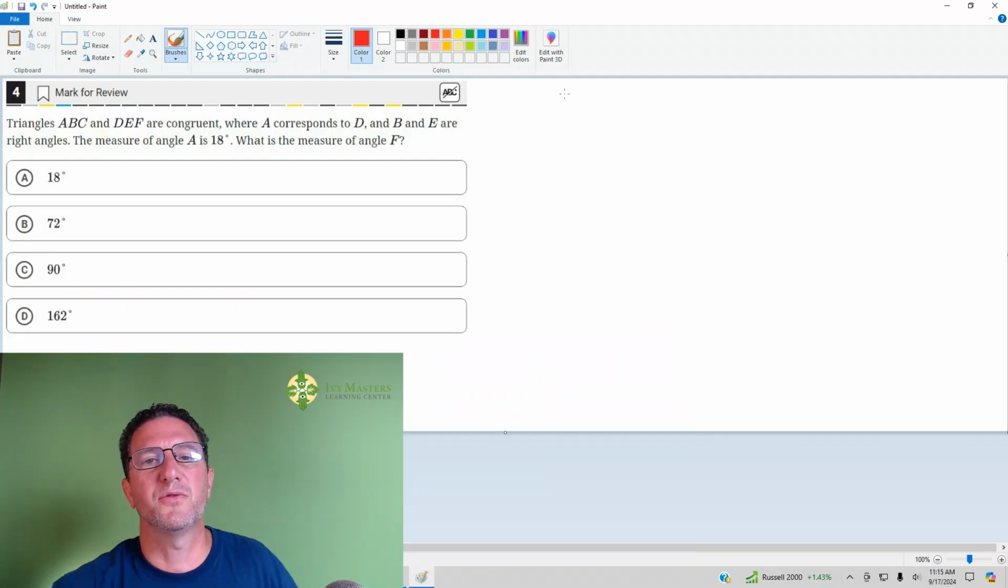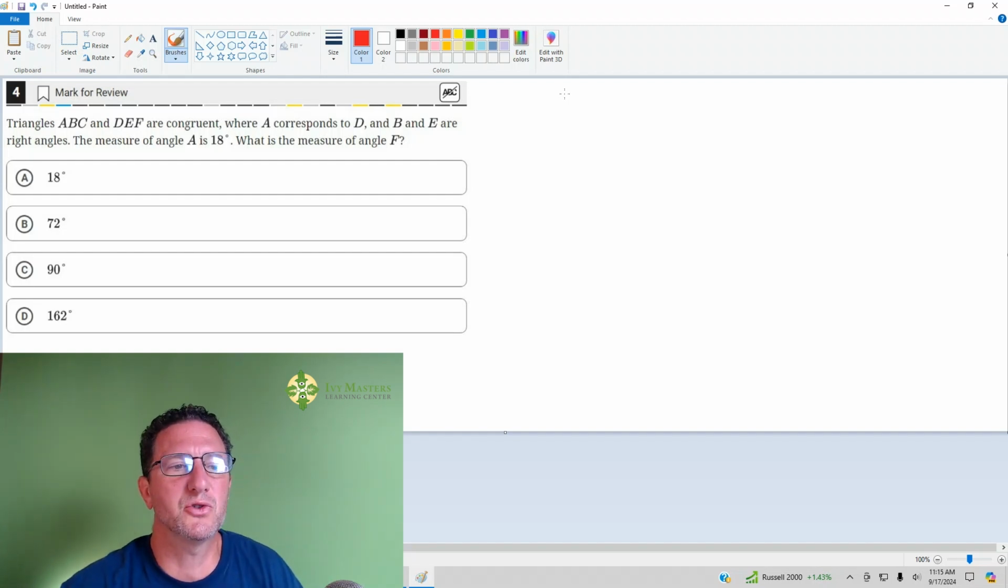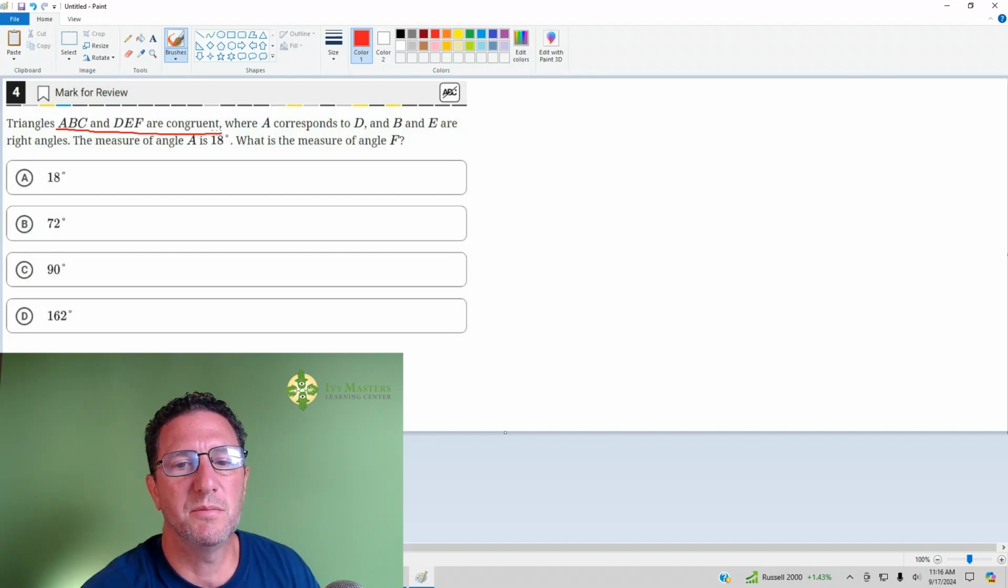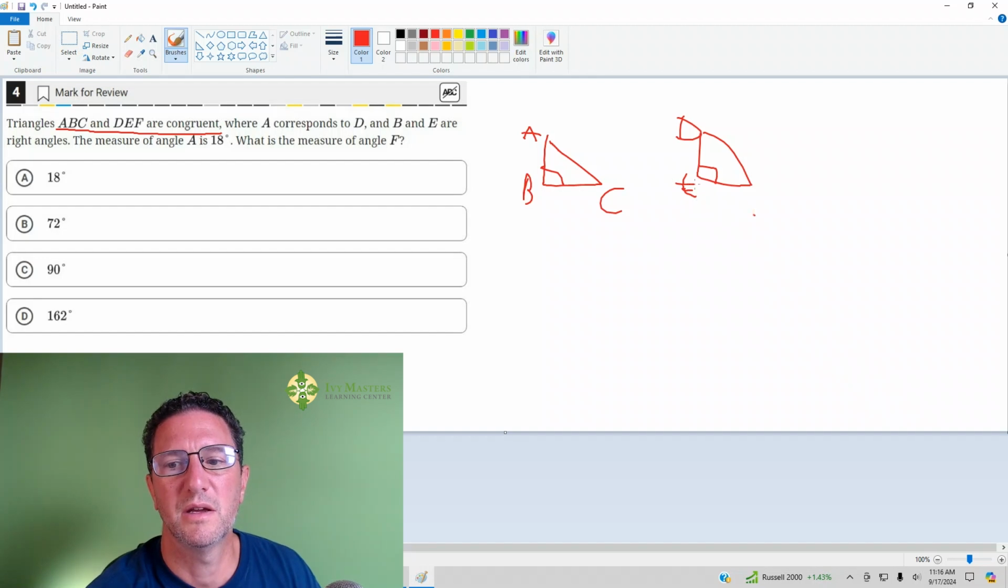There's a fourth question from Digital SAT Test 3, Module 1. Number 4 tells that ABC and DEF are congruent. That means same angle measures and side lengths, where A corresponds to D, and B and E are right angles. So you draw your two triangles, mark your right angles. You've got A, B, C, and you've got D, E, F.